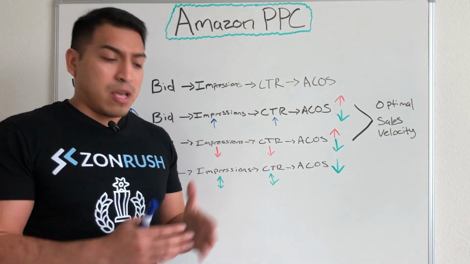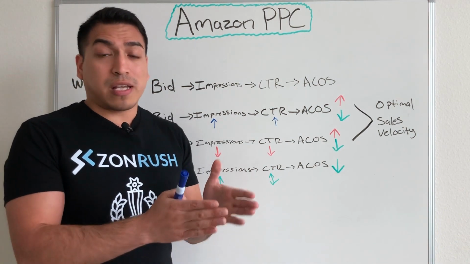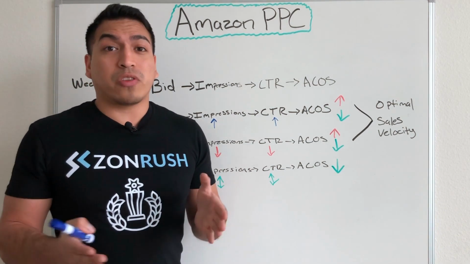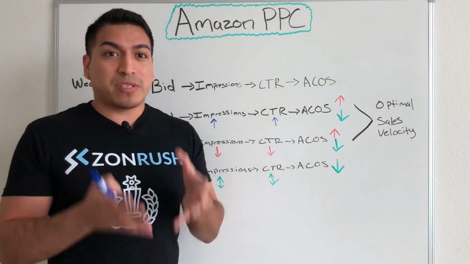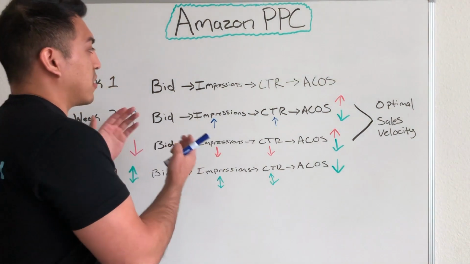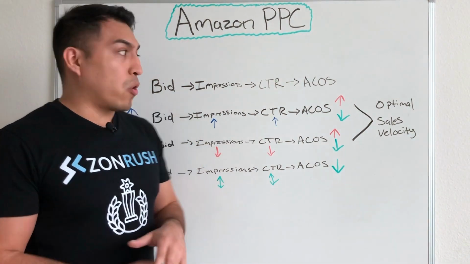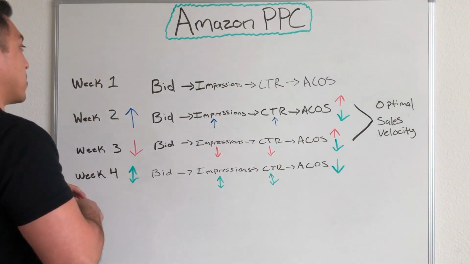So on Rush, we help manage campaigns for sellers with one ASIN all the way up to 30,000 SKUs. So we have a ton of data points that we're seeing, and I'm able to translate this for you guys in this training. So I really hope you guys get a lot of value from this.